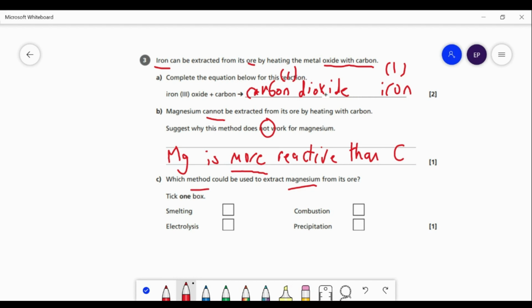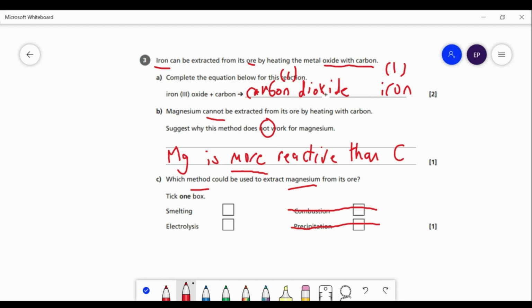So combustion is another word for burning. So although it's a type of reaction, it's not going to be a way to extract the magnesium from its ore. And precipitation is where we take two soluble substances and react them together to make something that is insoluble. So again, although it's a type of reaction, it's not going to be the correct answer. That just leaves us with two possibilities.